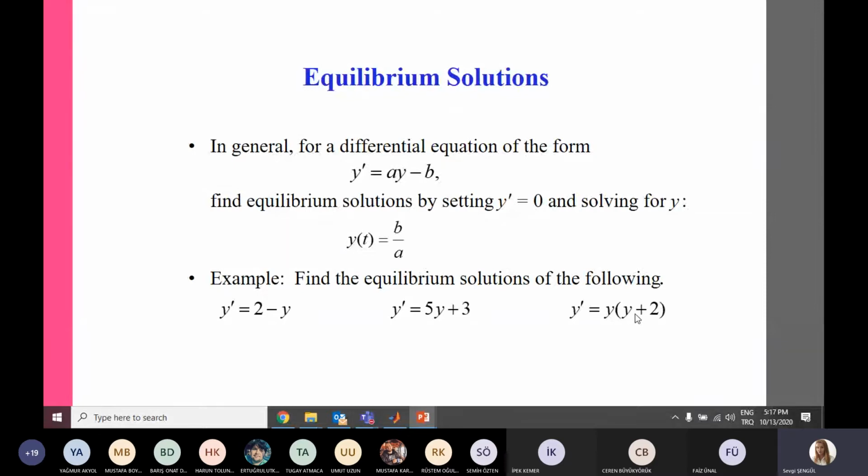Okay? And you can check between 0 and minus 2, for example, when y is negative 1, this is going to be positive, this is going to be negative, so it is negative, so it will be approaching negative 2, and it will be diverging from 0. So you can check the equilibrium solutions and how your equation is going to behave between them.